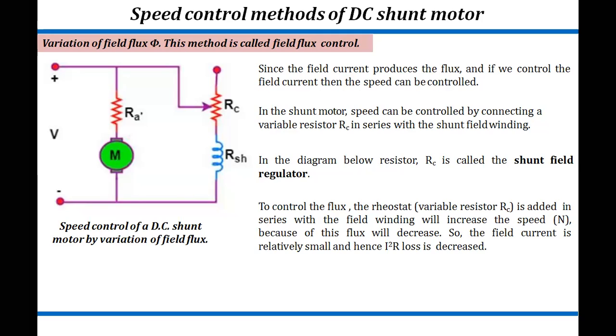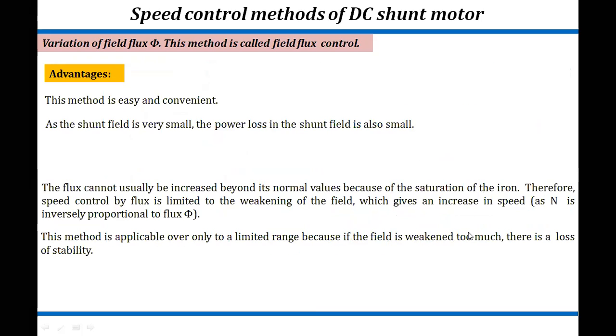So this is the advantage of variation of field flux over variation of armature resistance. Because if you have seen, a lot of power gets lost because we were using additional resistance with the DC motor, but here we are using the resistor with the field winding. That's why the generated flux will get reduced, and as flux gets reduced, we will get a higher amount of speed. So now we can see the advantages. This method is very easy, it is convenient, and as the shunt field current is very small, the power loss will also be very small.